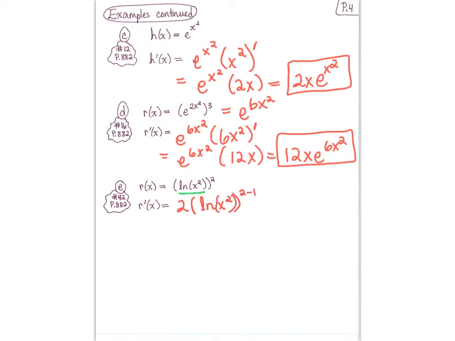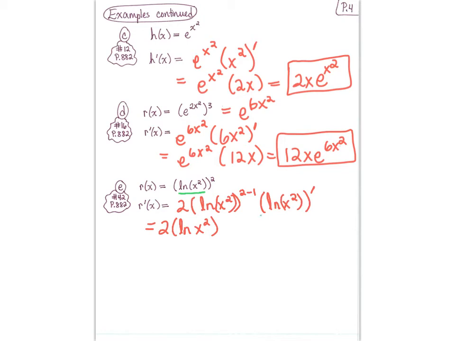and we can stay consistent by putting parentheses around there. But then that was the derivative of the outer function. We have to remember to multiply it by the derivative of our inner function, which is the natural log of x squared, prime. Now we get that is equal to 2 times the natural log of x squared. 2 minus 1 is just 1, so we're okay. And then we will have the following.